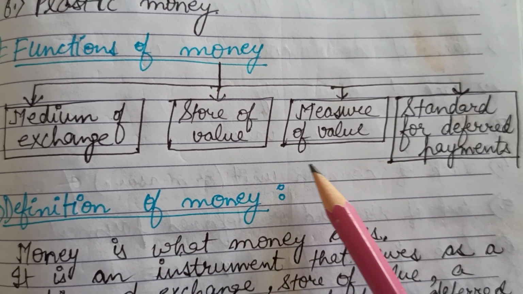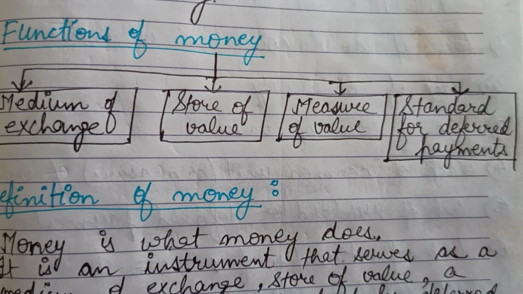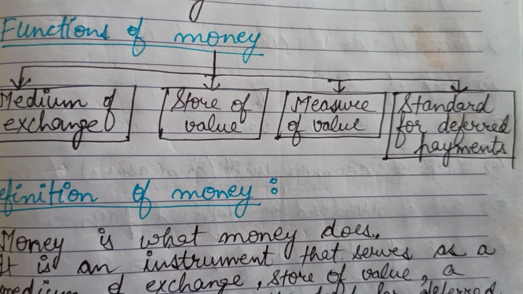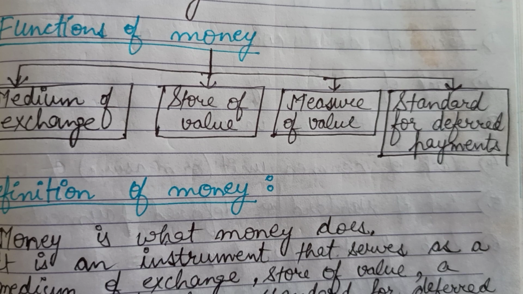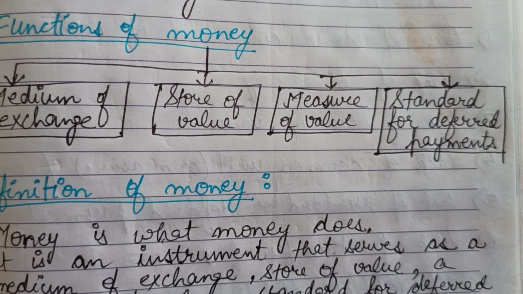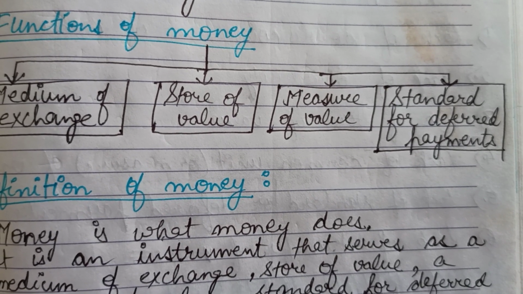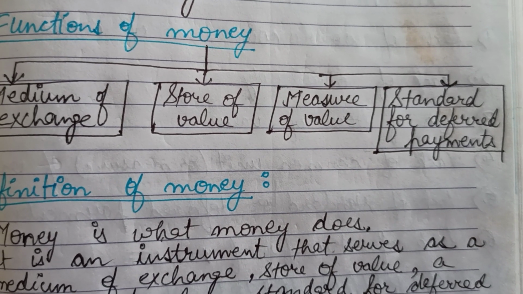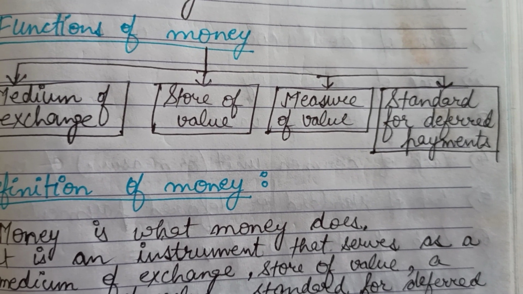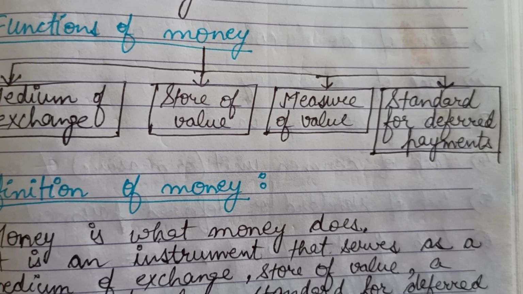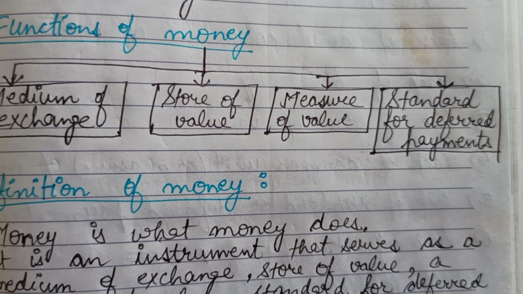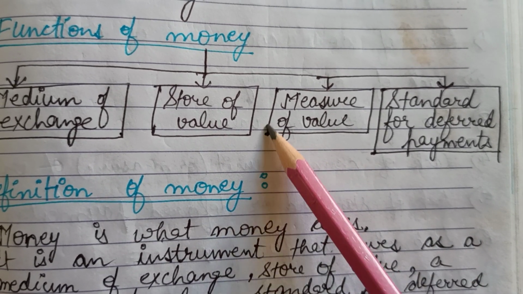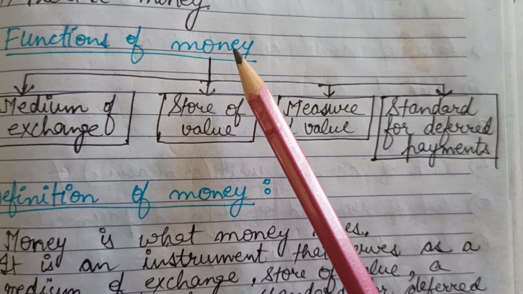Now these functions of money are related to the elimination of the drawbacks of the barter system of exchange. As we have read in the drawbacks of the barter system, there was a lack of double coincidence of wants, then a lack of transfer of value, lack of unit of value, lack of store of value. Now all those drawbacks are being covered by money, which are taken as the functions of money.